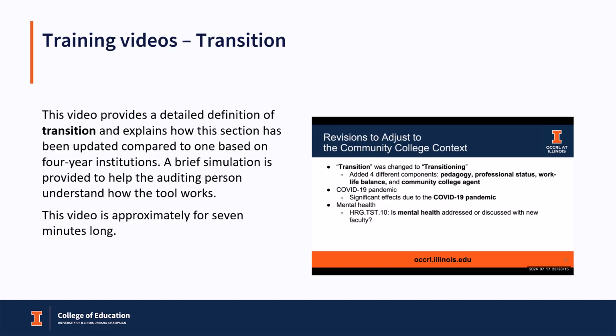Literature has discussed the significant effects that the COVID-19 pandemic has had on the educational system, including higher education. For this reason, the self-assessment tool was revised to fit the context of post-COVID-19 better. Given the rise of mental health issues after the pandemic, it is critical to include questions on how community colleges support their faculty's mental health. For example, in the transitioning section, we added the 10th question: is mental health addressed or discussed with new faculty?